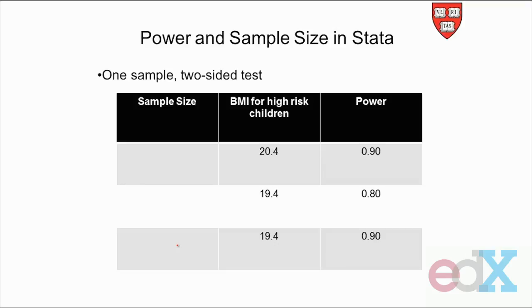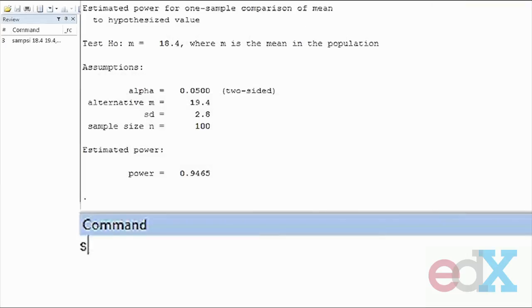So now let's say we've computed power, and now we want to compute sample size for various different powers and alternatives. So for example, in our first example, we want to assume the high-risk children have a BMI of 20.4, and we want to find the sample size for us to have 90% power. So we can do this in STATA. Now type in the following command.